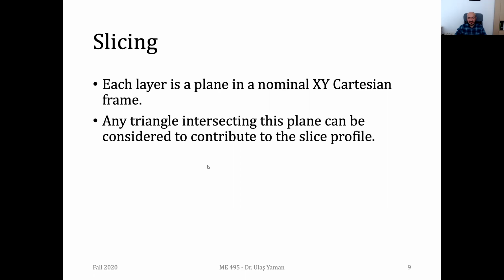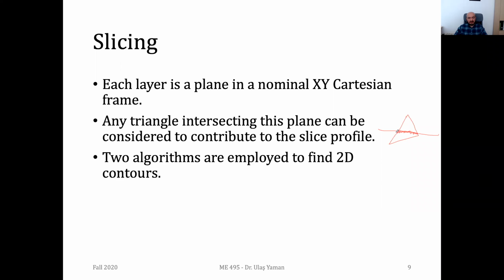So once you do that intersection, some triangles will be intersecting that planes, and that intersecting region will actually be contributing to the slice. Assume that this is the front view of a triangle, and once you do a slicing at this height, let's say, this part of the triangle will be important for us, and it will be the part of the slice, and we need to compute that region. So what we are going to do, we will be using some algorithms to find these contours.